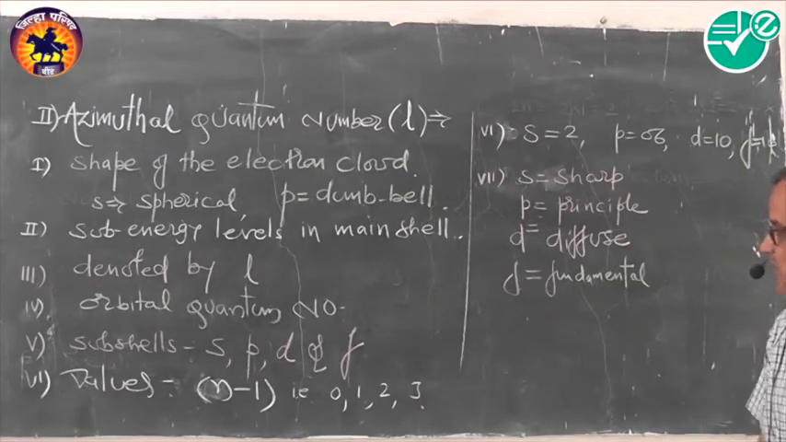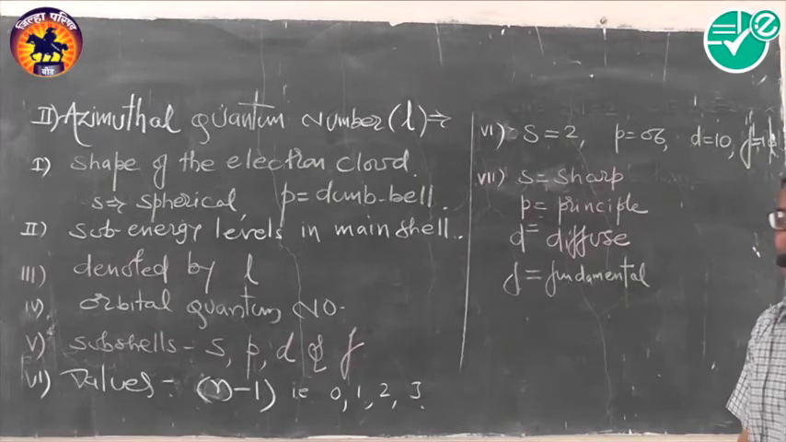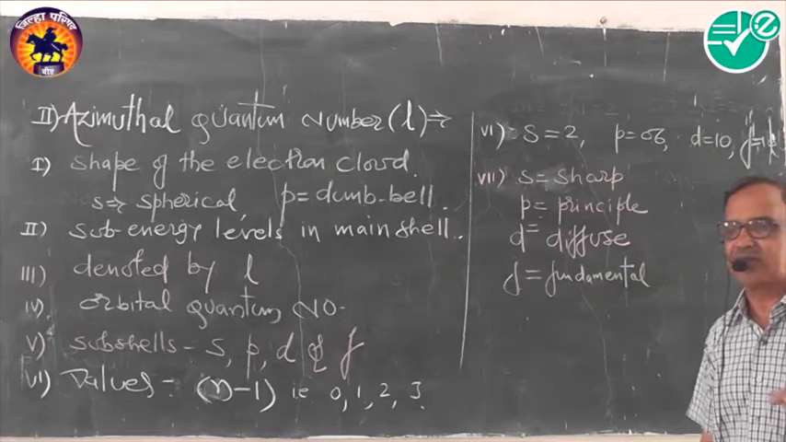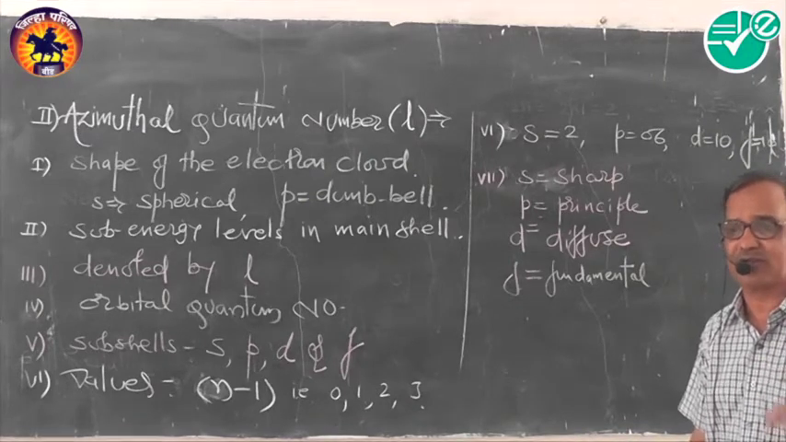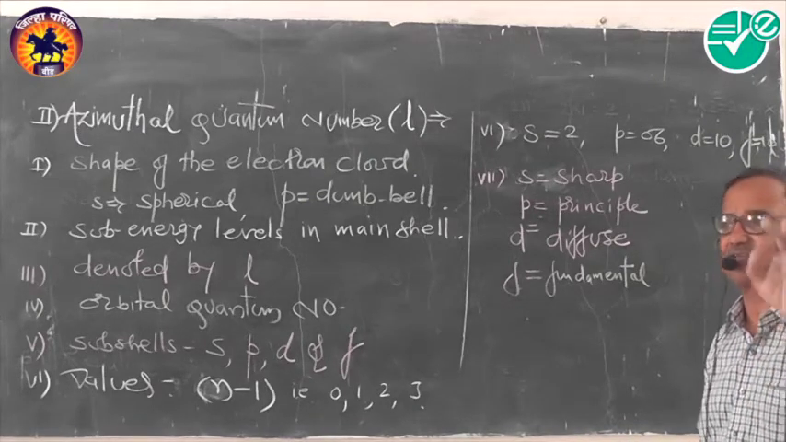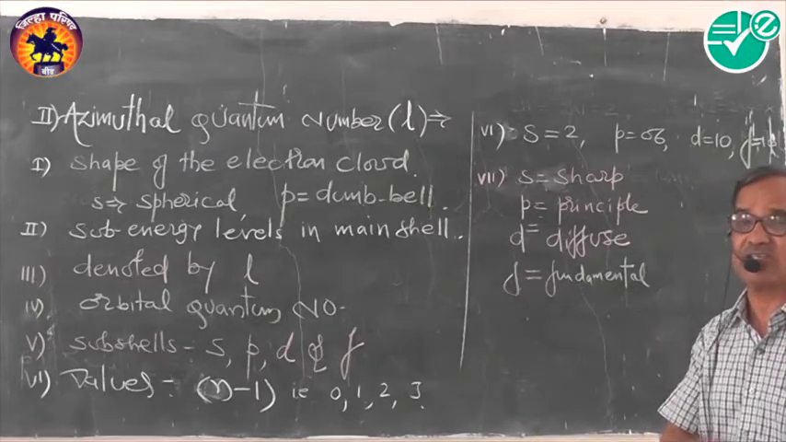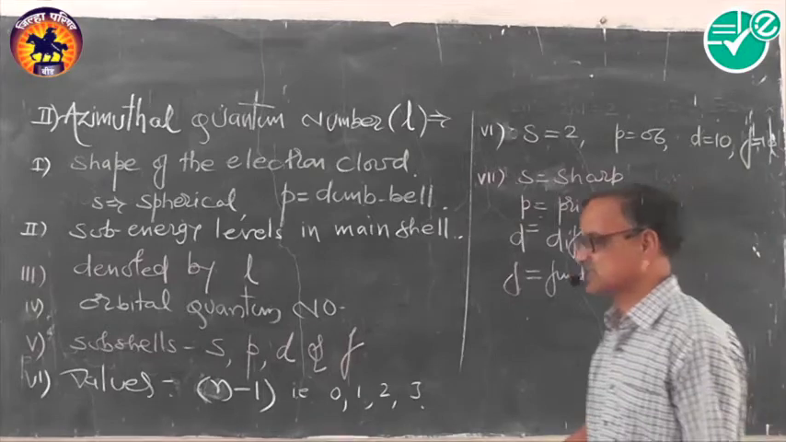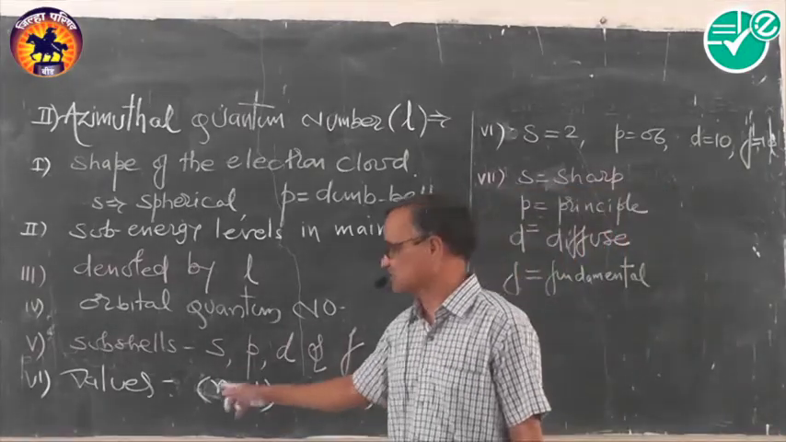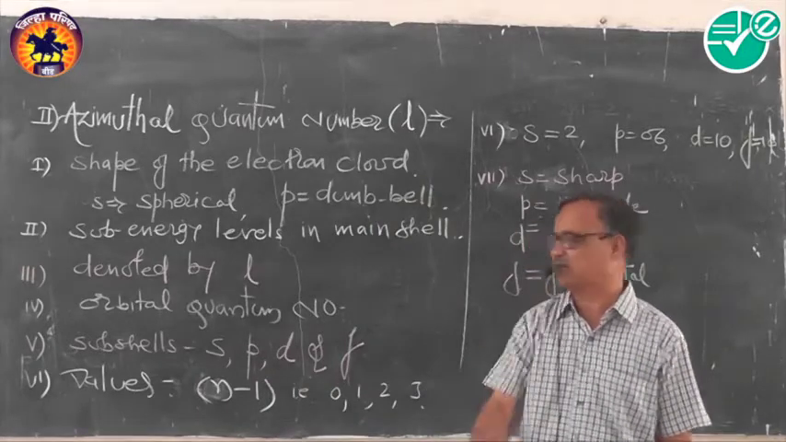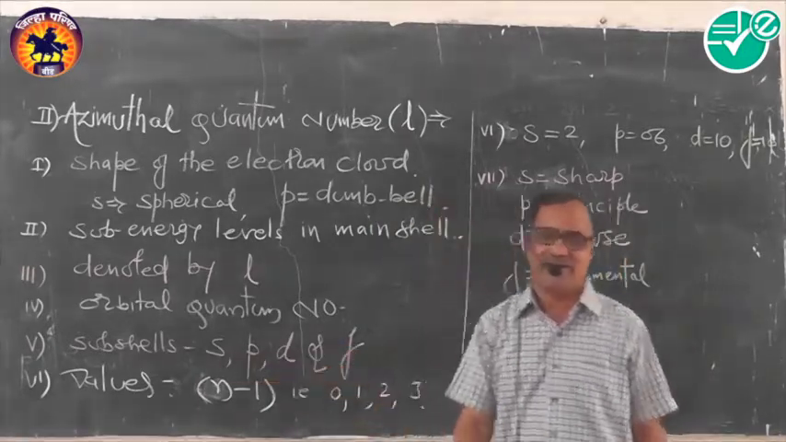especially the first two columns, are called s block elements, because these elements are very sharp in nature. They take part in a chemical reaction as quickly as possible. This sharpness, this activity explains its sharpness, and that's why s is taken from the word sharp. Hence these are called s block elements. So the first sub energy level is denoted by s.